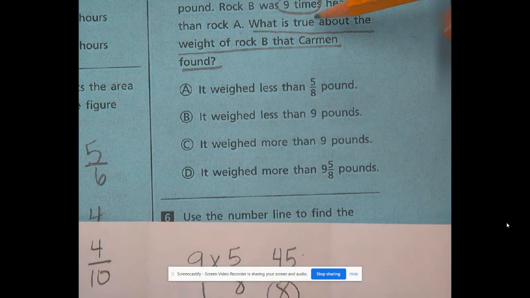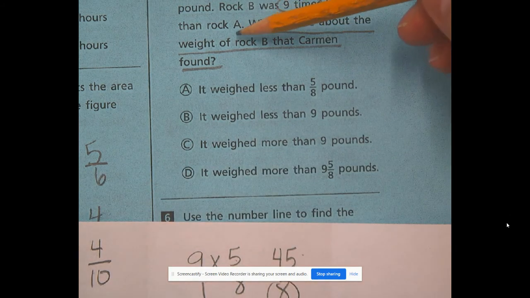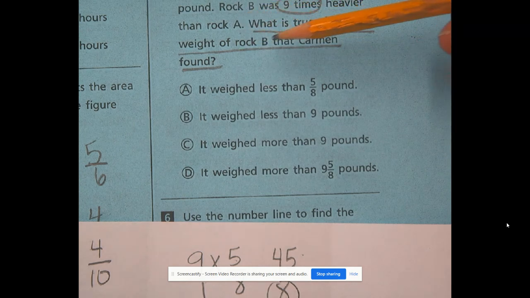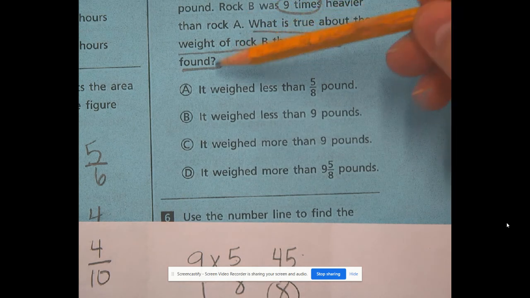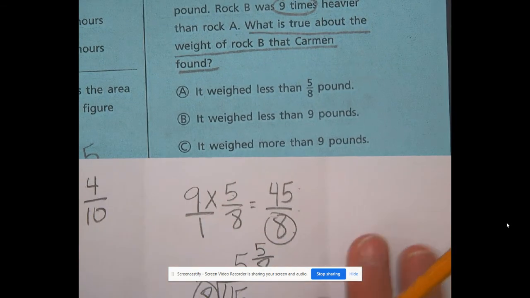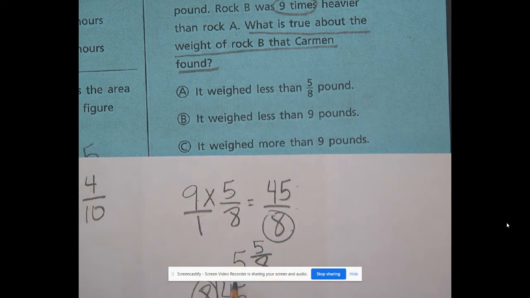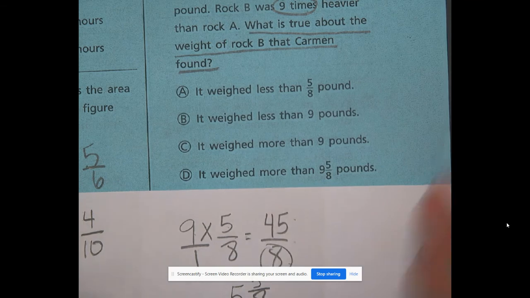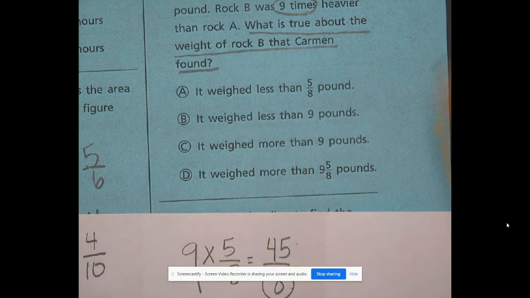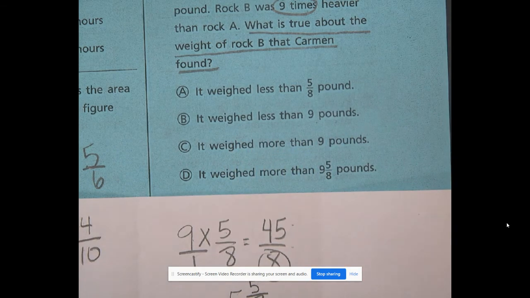So we want to find what is true about the weight of rock B. Okay, it weighed less than 5/8 pounds. No, because it weighs at least what? 9 times more, right? It weighed less than 9 pounds. Oh, yes. Now, why could we have known that automatically?